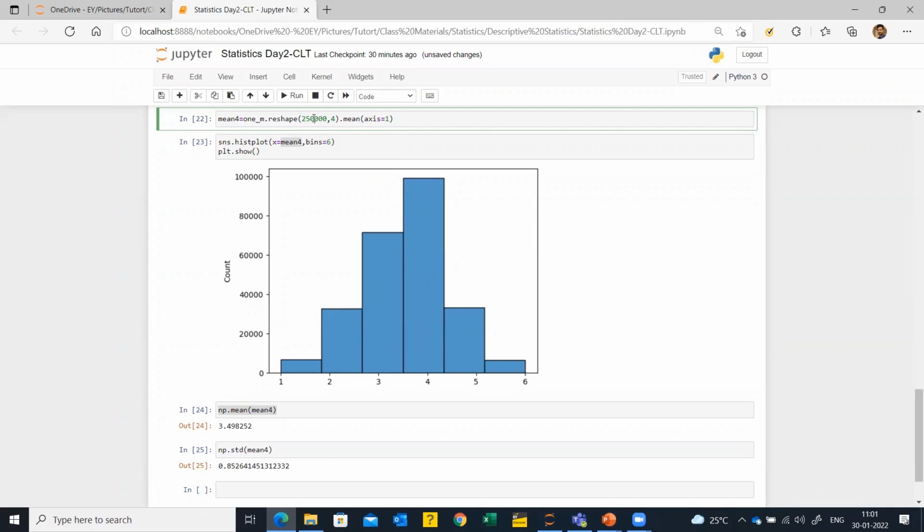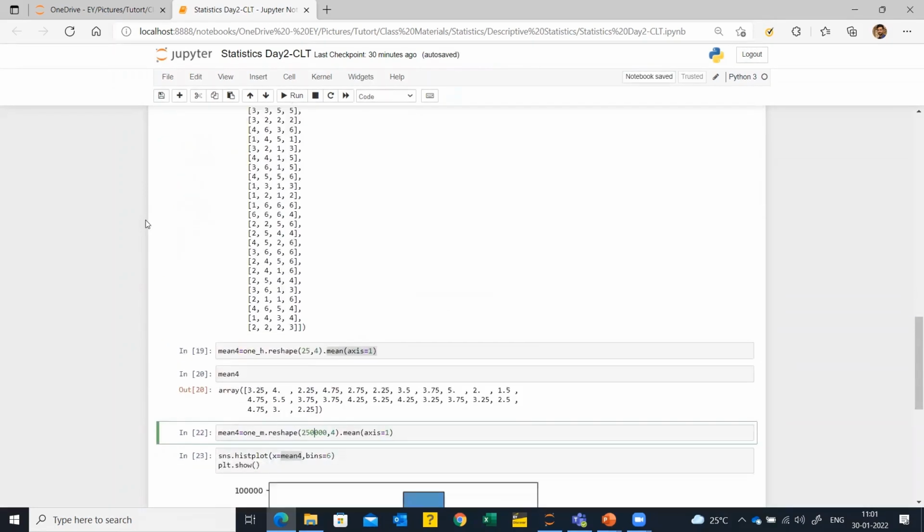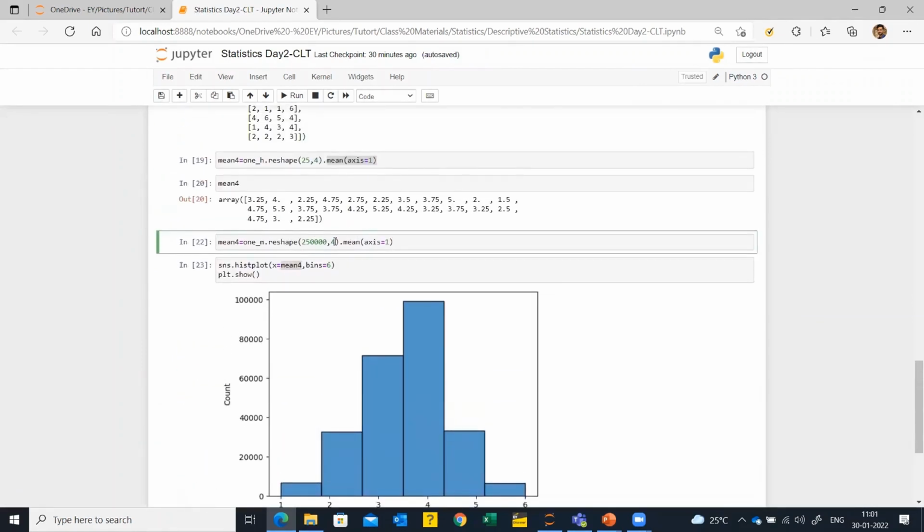N is 4, right? Because it's sample size, not number of samples. N is 1 second. It will be 2 then. Yes, it is n. I'm very sorry. It is n. N is 4.